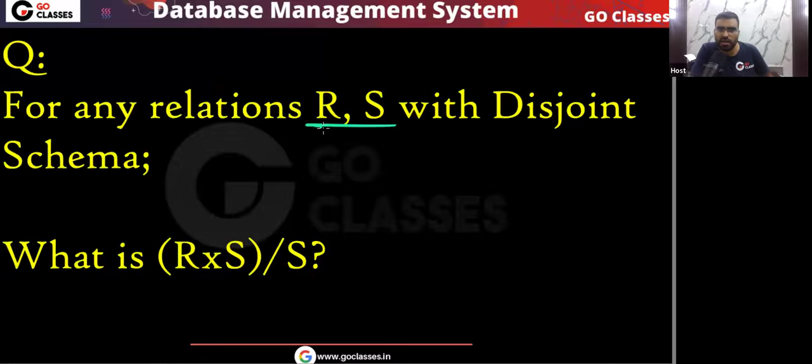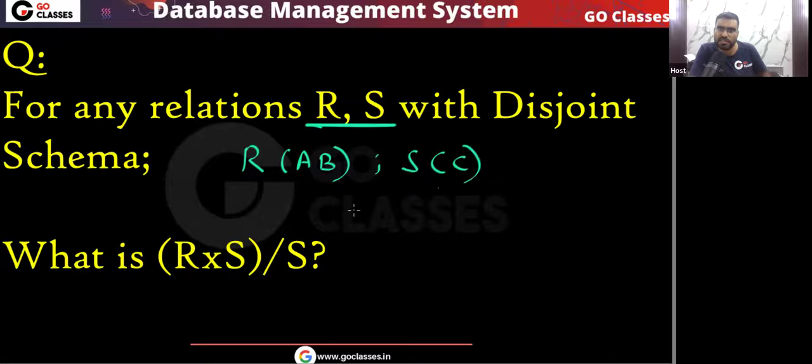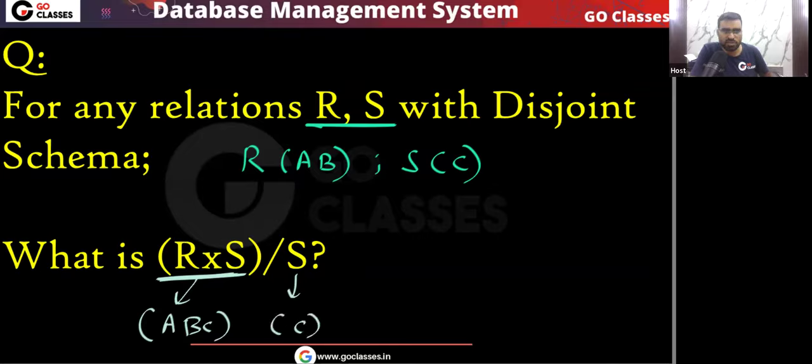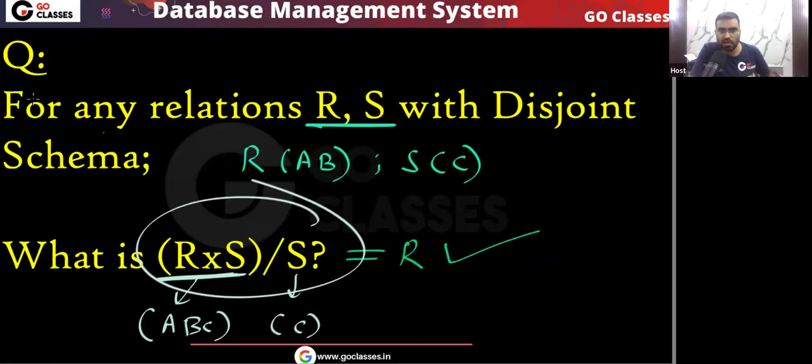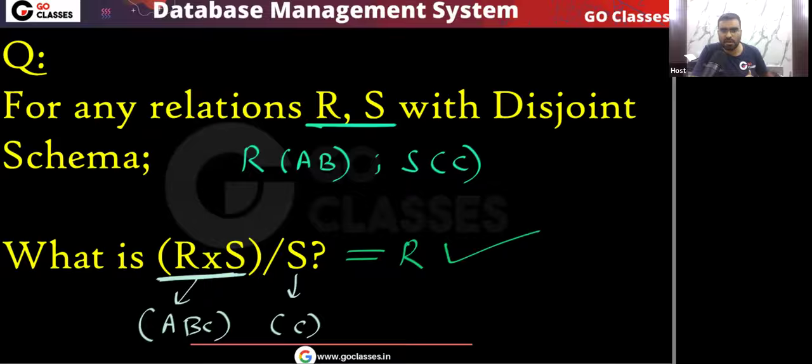For any relation R, S with disjoint schema, like let's assume R is AB and let's assume S is C, tell me the answer for this question: R cross S divided by S. Remember, R cross S schema will be ABC, divided by S schema, which is C. So what is R cross S divided by S? That will be R. You can check it. This is very simple, very intuitive.